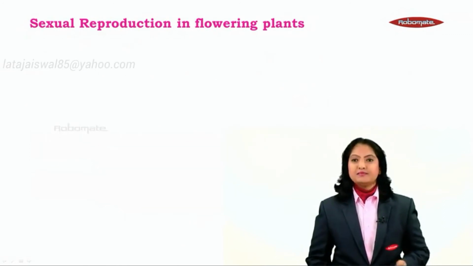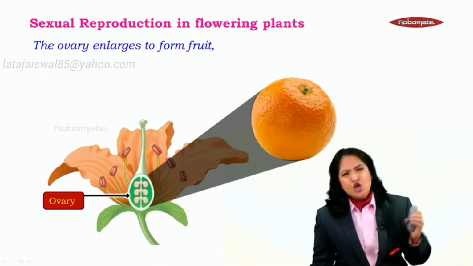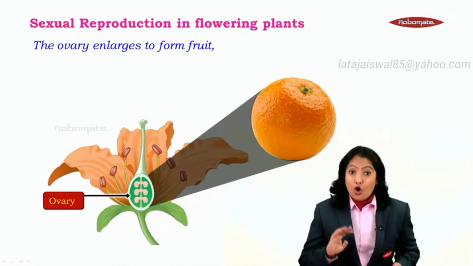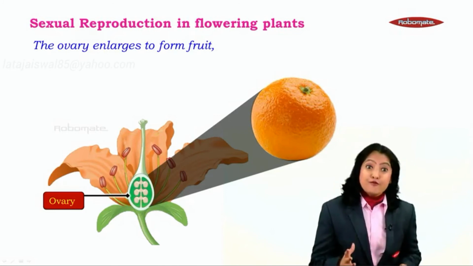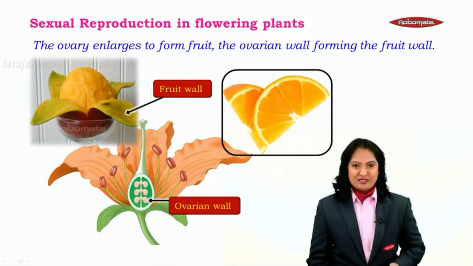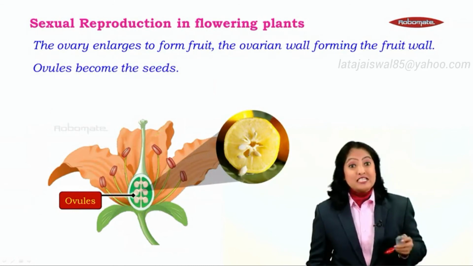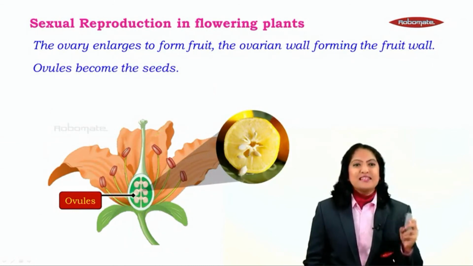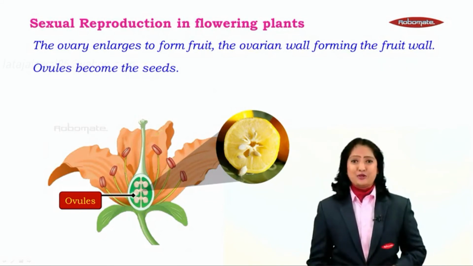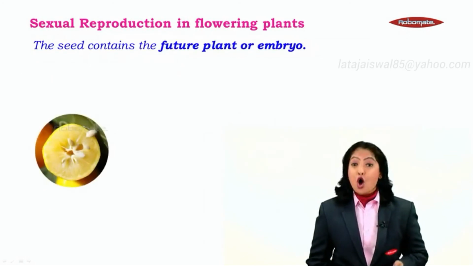Excellent. Now what happens? The ovary which is remaining absorbs a lot of water and enlarges to form a fruit. That means the ovary is transformed into a fruit and the ovarian wall forms the wall of the fruit. Beautiful. Let's go further. The ovules become the seeds. The ovules that were inside the ovary now transform into the seeds inside the fruit. After this, the seed contains the future plant or the embryo.